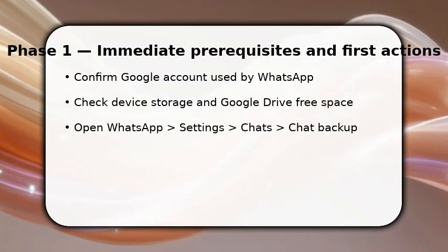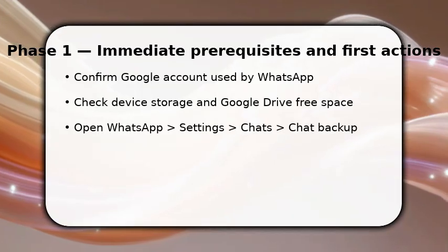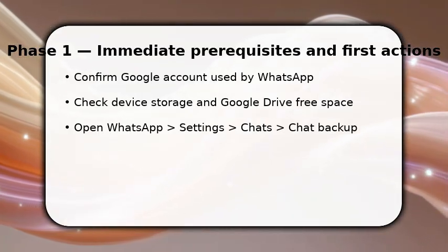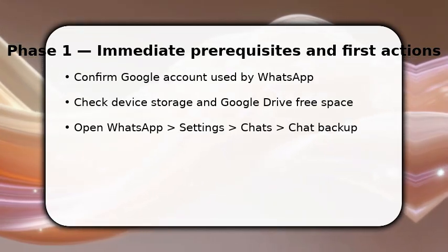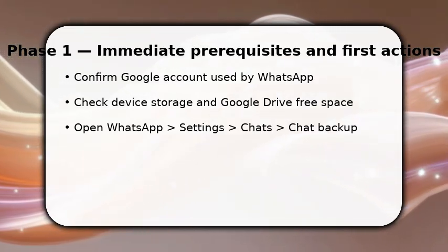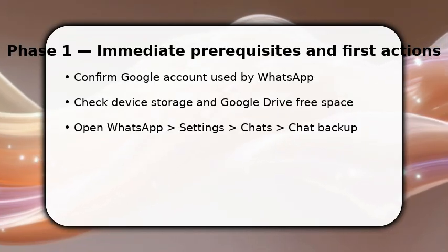You need the correct Google account and a charged phone. Make sure Google Drive has space. First, open WhatsApp, tap Settings, then Chats and Chat Backup. Once there, note the Google account listed under Backup to Google Drive and the last backup timestamp.